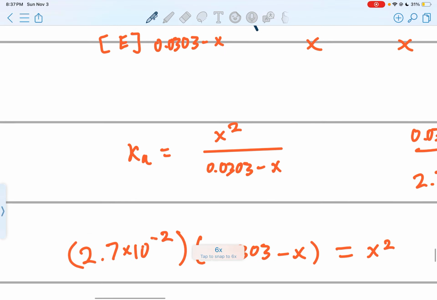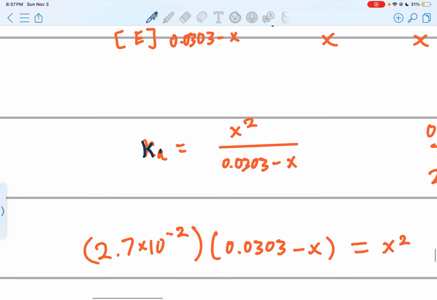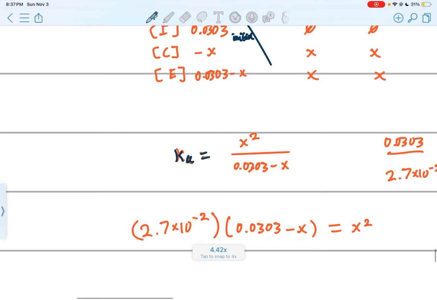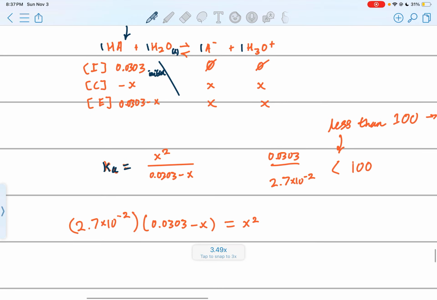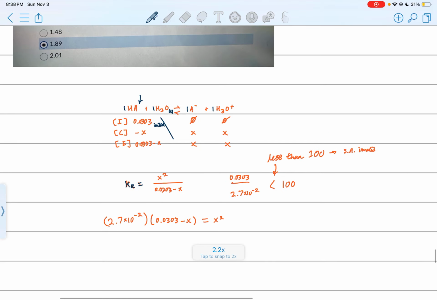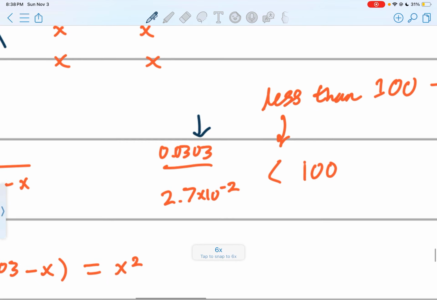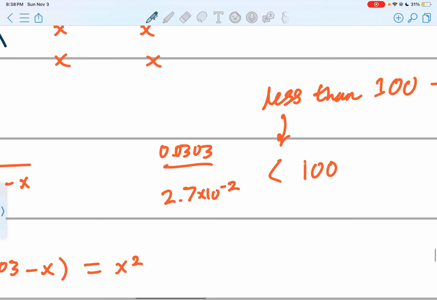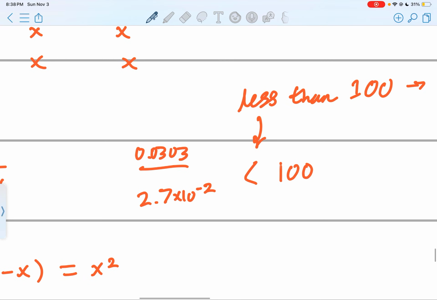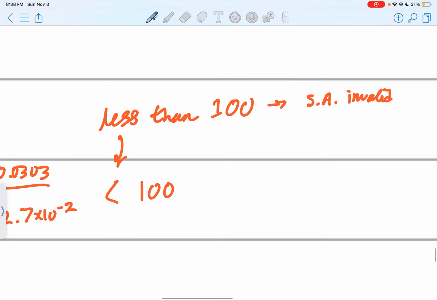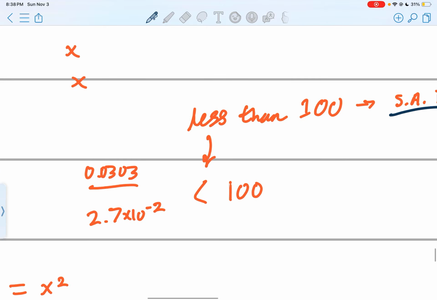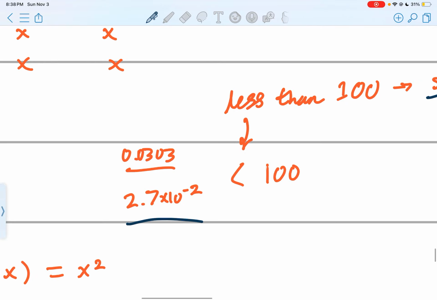And here we have our Ka, right? Ka equals x squared over the reactants. And here we want to try to simplify it, right? We want to divide our initial value by the Ka to see if it's greater than 100. If it's greater than 100, our simplification assumption is valid. But you see I write it's invalid here. That's because this doesn't give me something greater than 100.